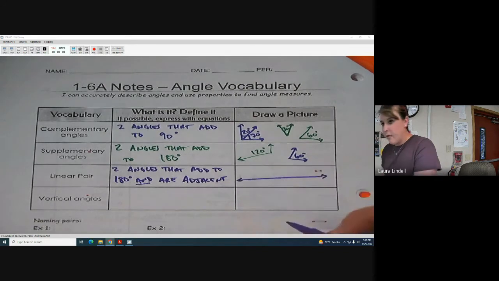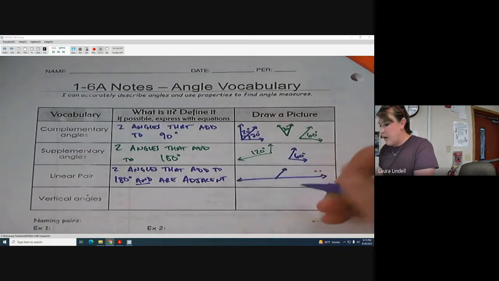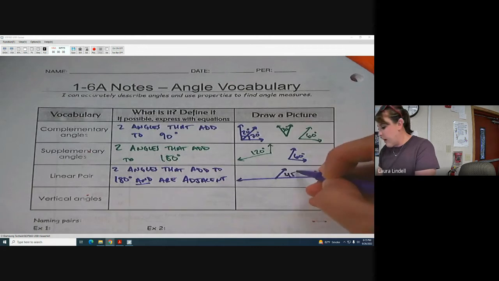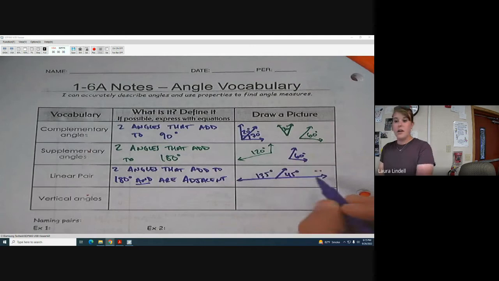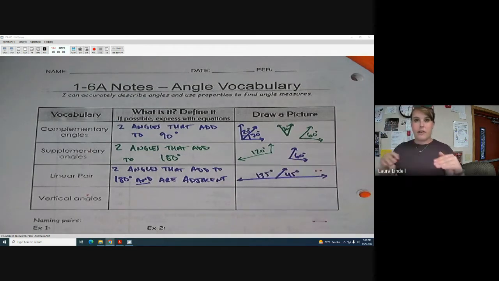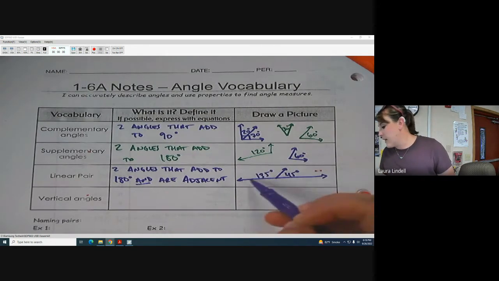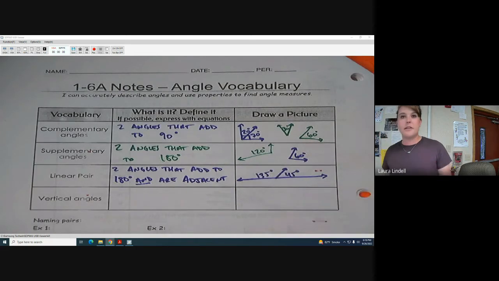So if we had something like this, where one of these angles is 45 degrees and maybe the other one is 135 degrees, if they're along a line together, like if there's a straight line and an angle that kind of comes out of it, those two angles are considered a linear pair. And if you think about it, linear, line, the words kind of go together, right? So linear pair, if they're on a line together, they're touching, if they're adjacent, and they add to 180, they're a linear pair. All right.